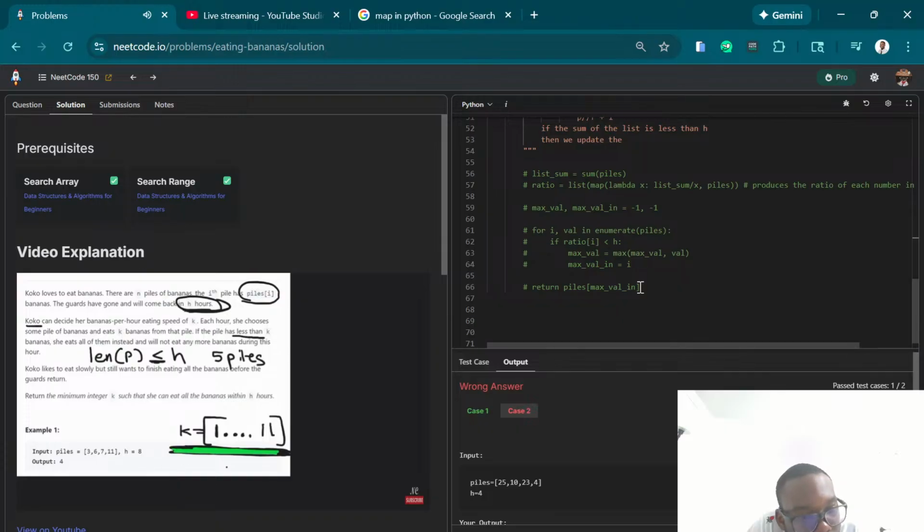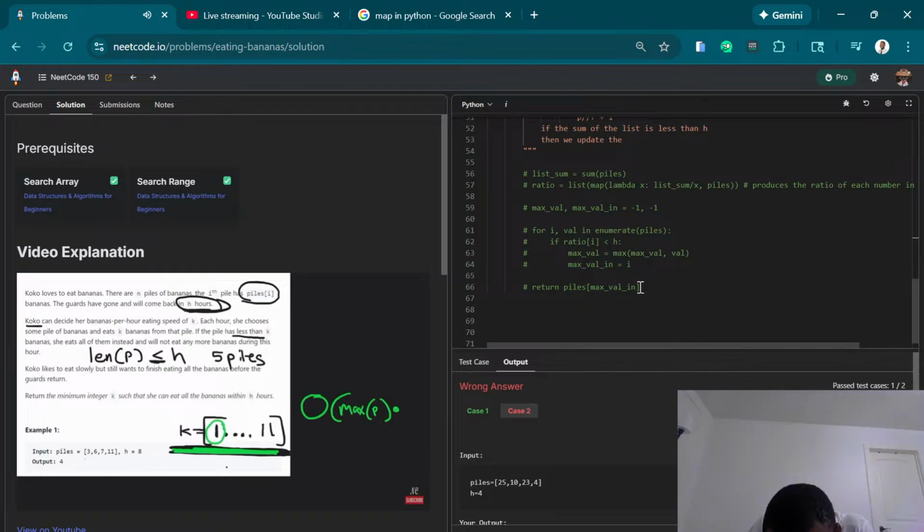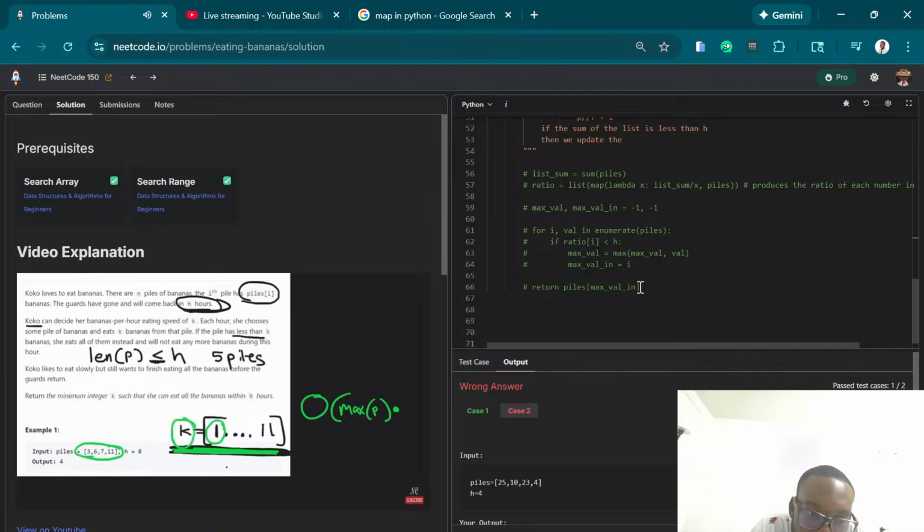So it's going to be, let's say, big O of the max value of piles, so max of P, multiplied by the length of P, because for every K value, we're potentially going to have to try, okay, if I eat all these, how many hours is that going to take me, right? So we're going to have to iterate through this entire array for every K value that we try. So we're going to get a time complexity of max of P multiplied by P.